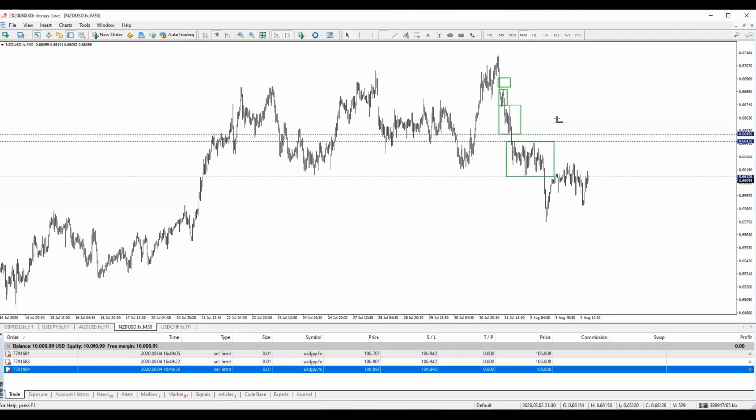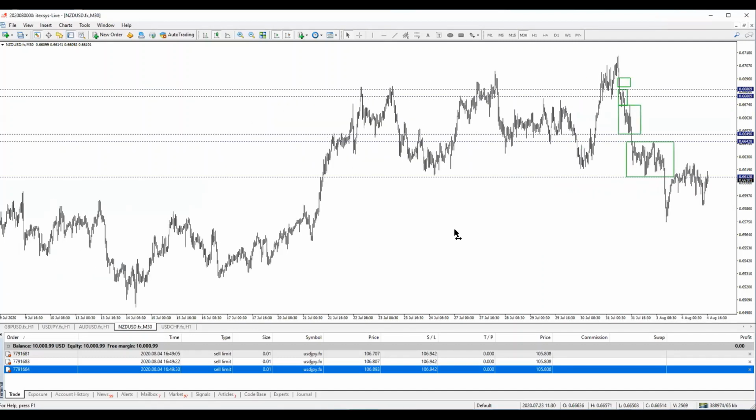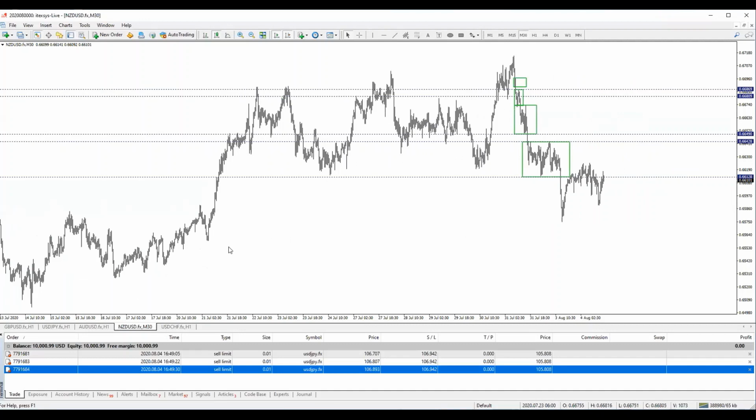However, we can use the decision point of the upper flag and the origin of the pole. So we have another two levels right here where we can take short trades.